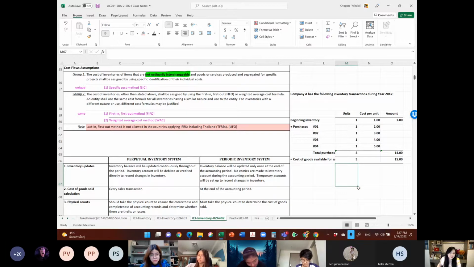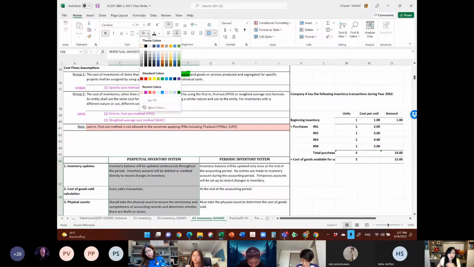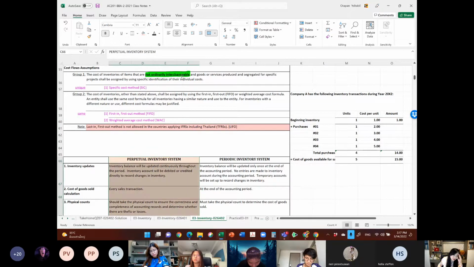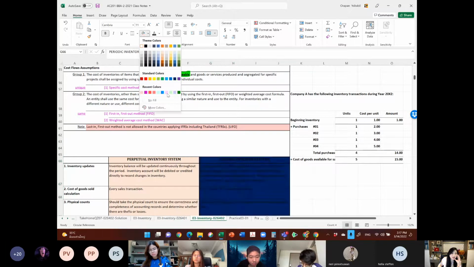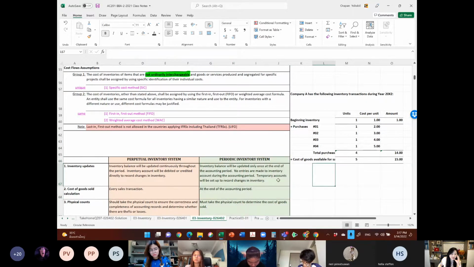All right. Now, there are two recording systems that the company can use. The first one is what I call a perpetual system, and the other one is called the periodic system. Like how perpetual versus periodic. So after you finish with the notes here, then I will talk about the perpetual and periodic system.